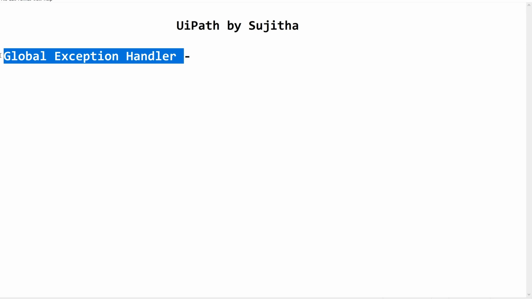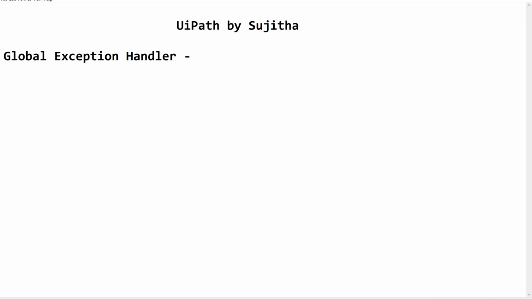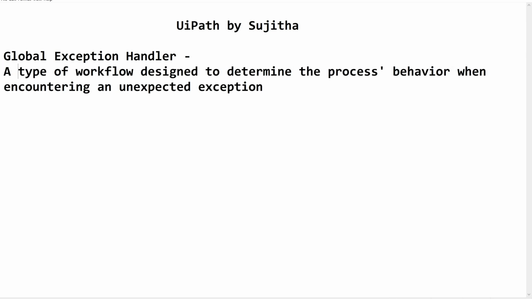So you don't need to do anything with the entire project. Just use one global exception handler so that it will automatically catch the unexpected and uncaught exceptions in the entire project in your automation. Let us write a definition for this. So this is a type of workflow which is predefined, that means it is already designed to determine the process behavior when encountering an unexpected exception. That means it is not caught using try catch.